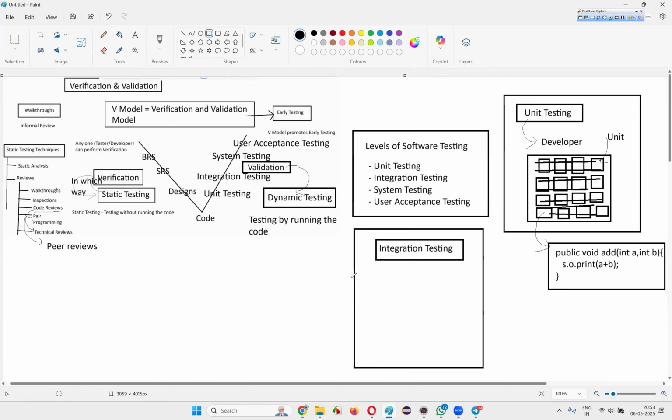Who will be performing this integration testing, guys? Tell me. Again, the developer only. Here integration testing will also be done by the developer only.